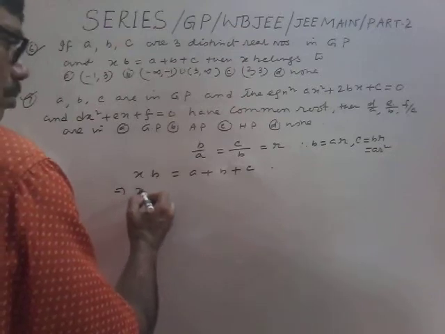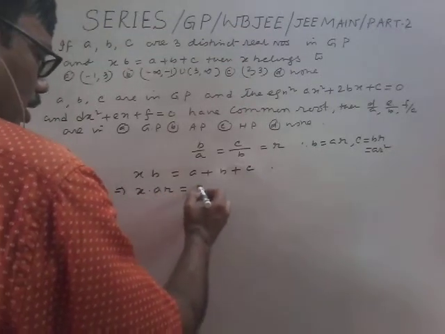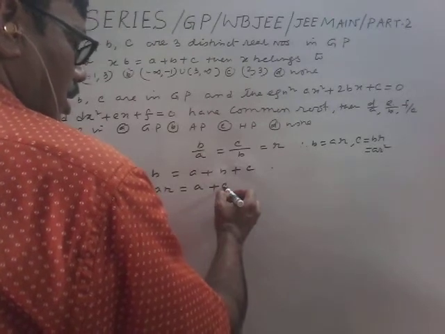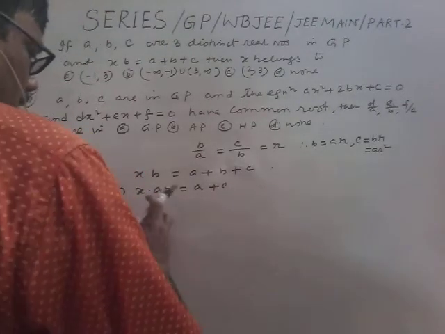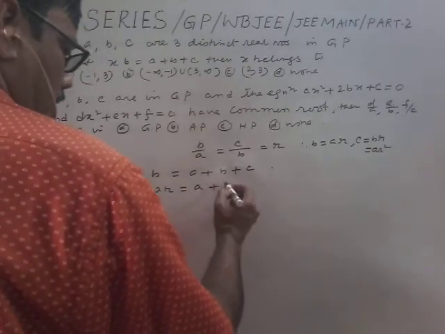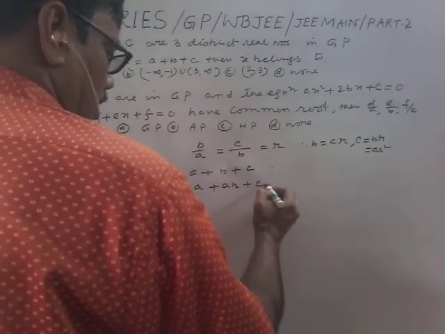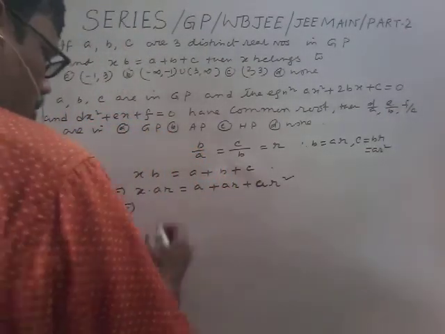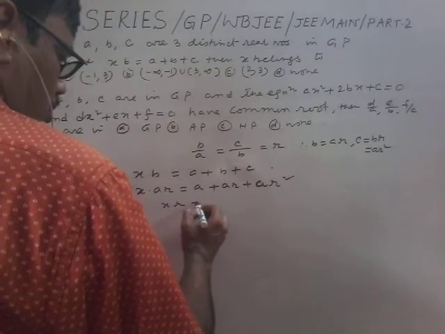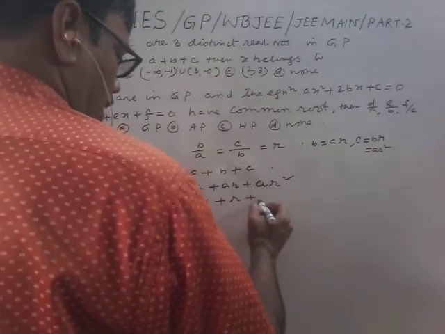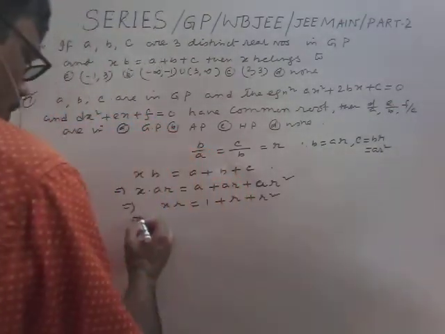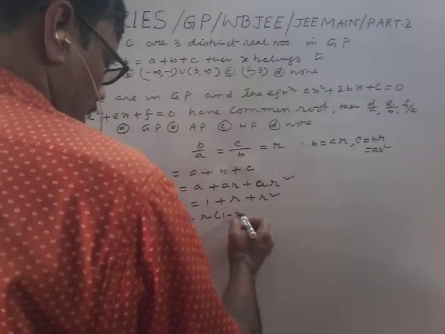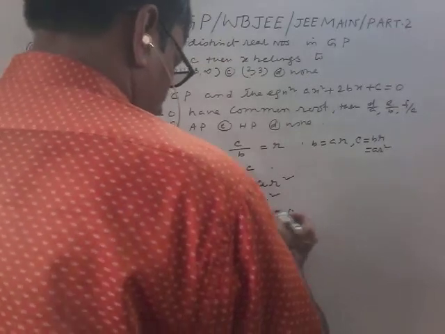So put the value of B as AR, and C is AR square. So A is cancelled out. So XR equals 1 plus R square. So what we are getting? R square minus X R plus 1 equals 0.